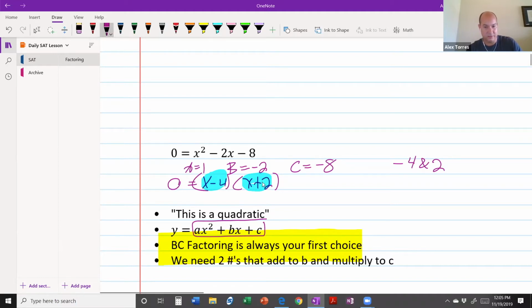So the next thing that people do habitually is just set each piece equal to 0, and you get your two answers. You get 4 and -2. So just moving a little fast here.